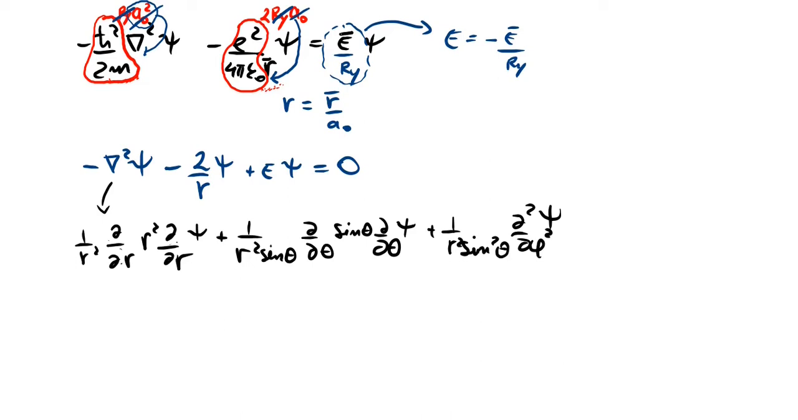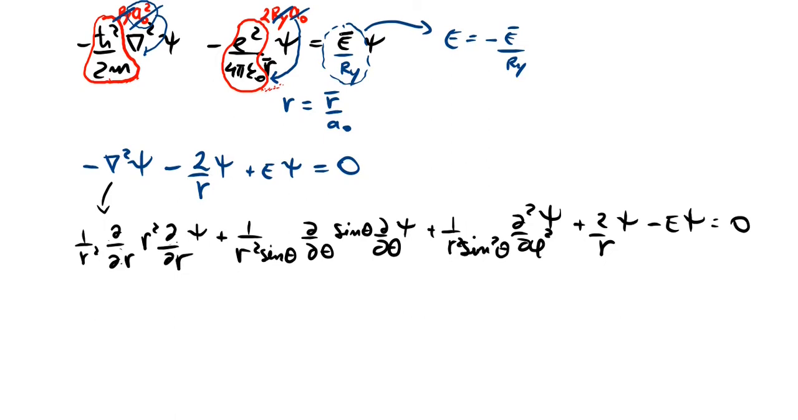And then I'll have, let me write the whole equation here. I will multiply the whole equation by minus 1, then I will have something like plus 2 over r psi and minus e psi, right?